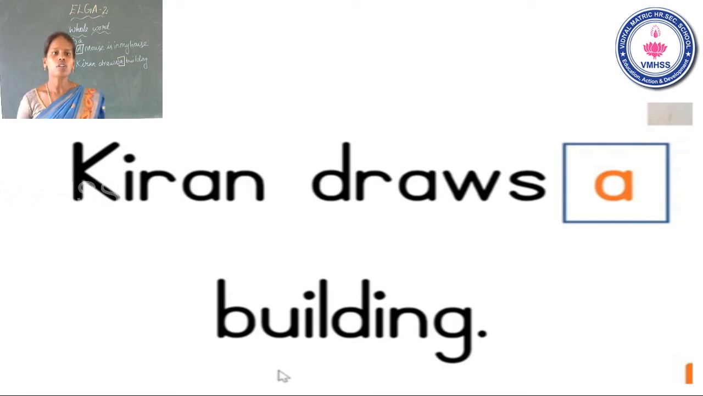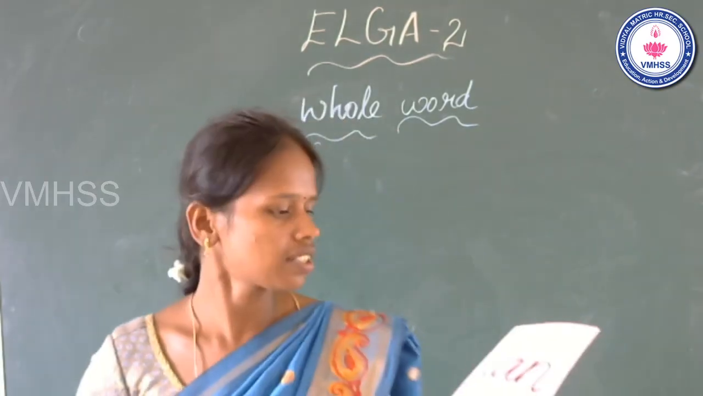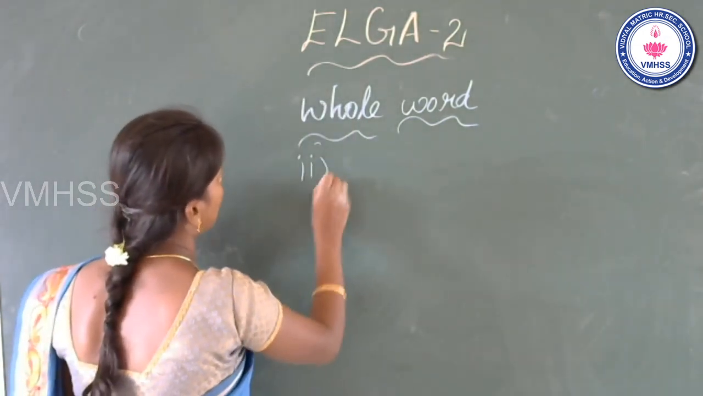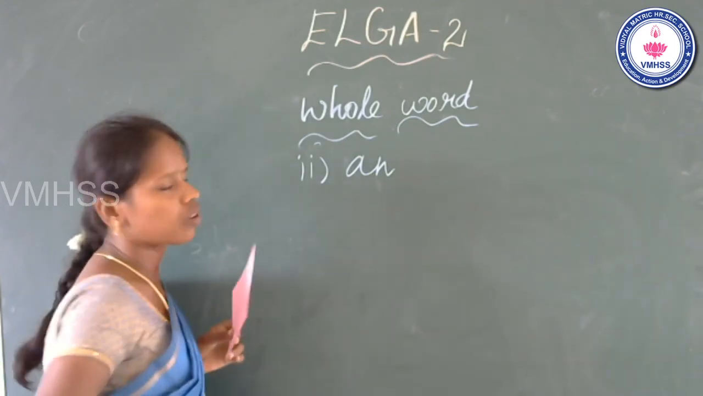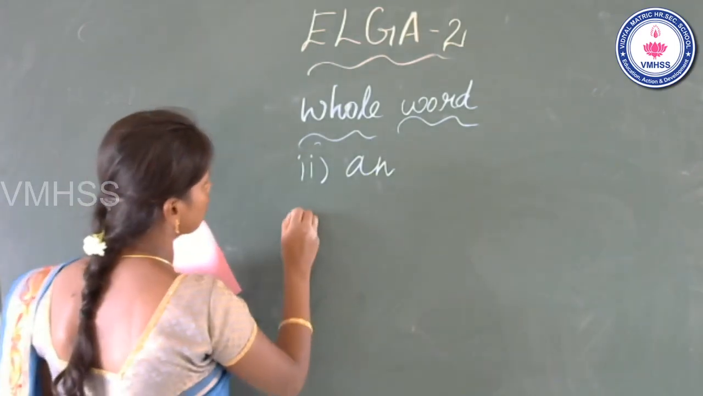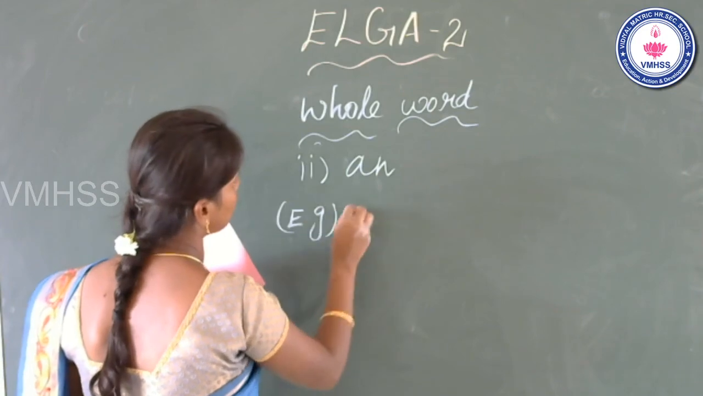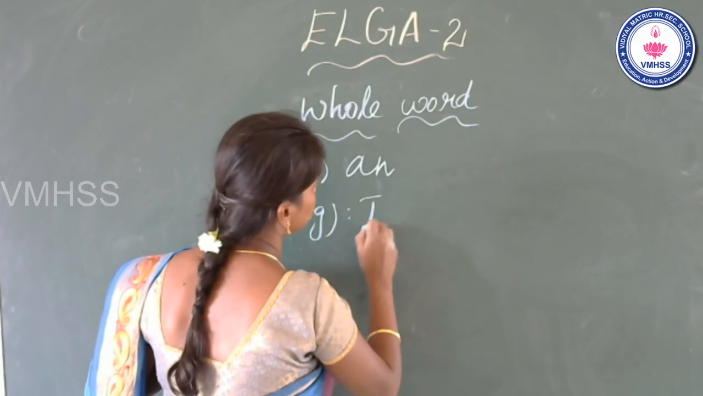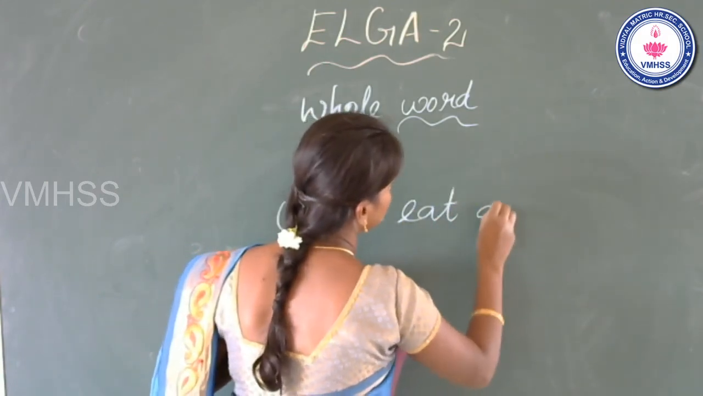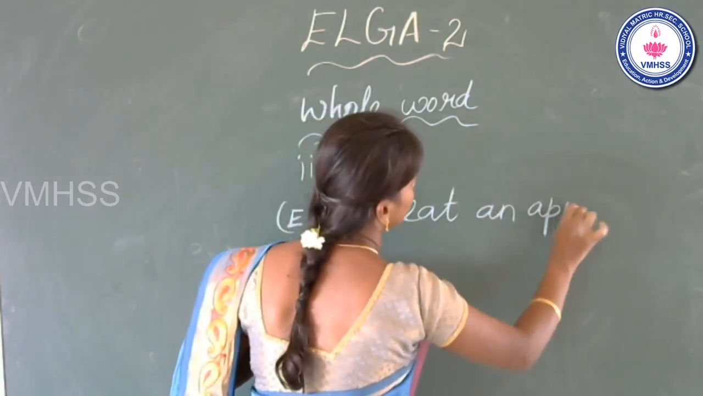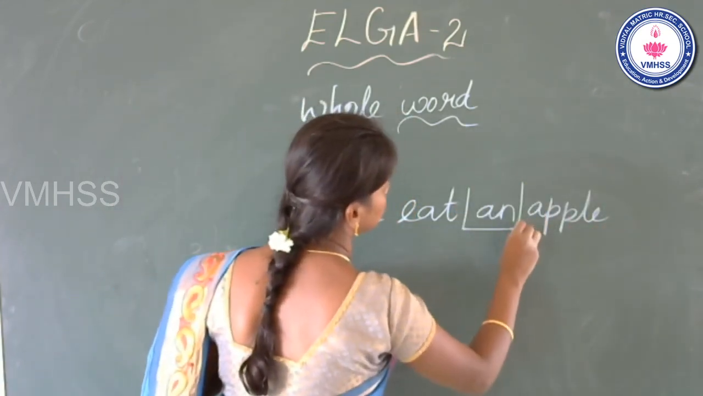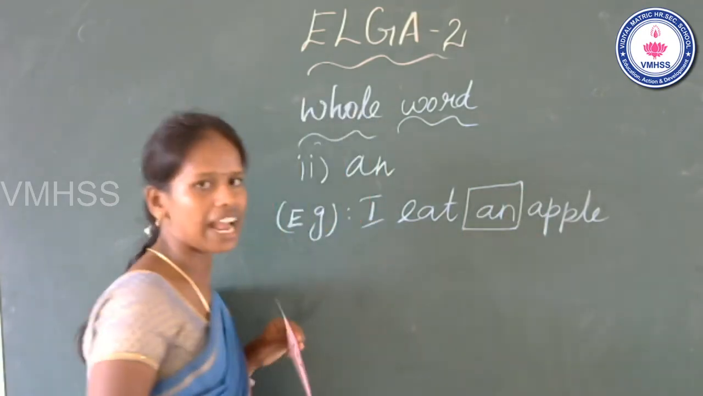It's clear. Now go to the next whole word. Students, the next whole word is and, A-N-D. Now let's see some examples. The first example is, I eat an apple. Find the whole word and, students, in this sentence. A-N, and. I box the whole word and.